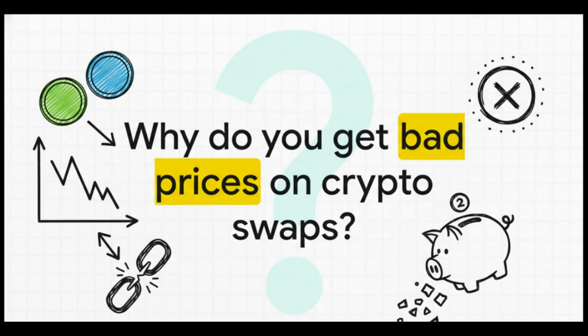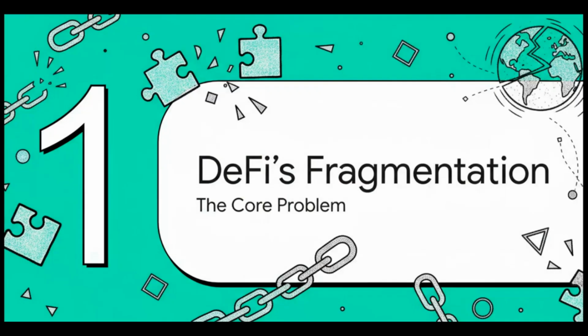All right, let's start with the problem that, if you've spent any time in DeFi, you've definitely felt. You're ready to make a trade, you hit that swap button, and the price you end up with is just not great. Or worse, the trade just fails completely. So why does that happen? Well, it usually comes down to one singular, really frustrating issue. And that is the exact problem STON.fi was built to solve from day one.